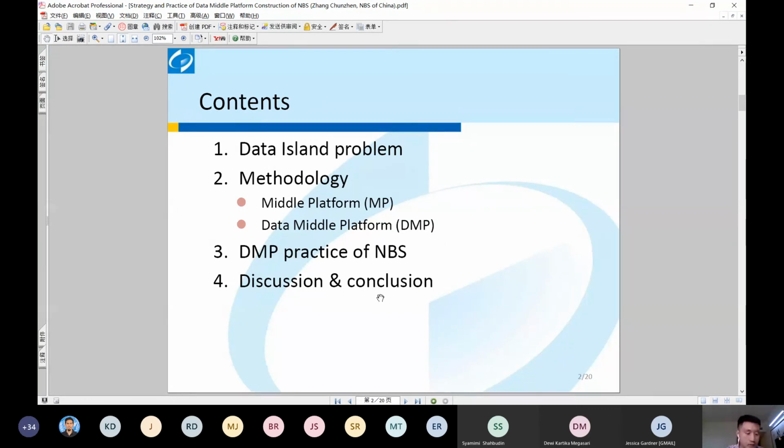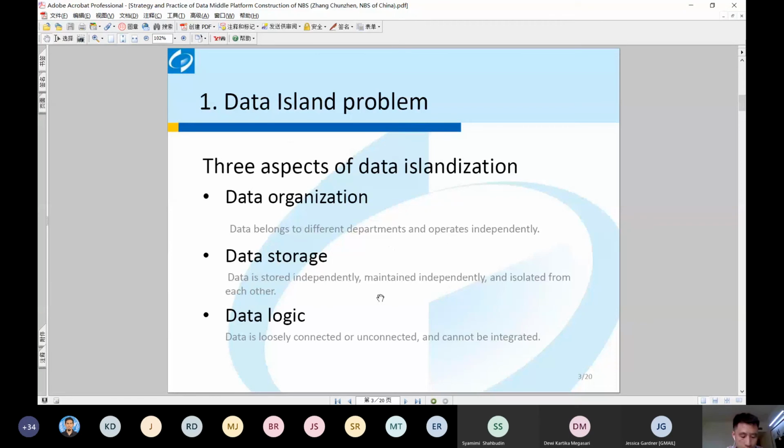Okay, let's move on. As the name suggests, data islands means that data is isolated and scattered like islands. Data isolation is manifested in 3 aspects or 3 levels. They are: the first, in organization aspect, data belongs to different departments and operates independently. And in storage aspect, data is stored independently, maintained independently, and isolated from each other. While in logic aspect, data is loosely connected or even unconnected and cannot be integrated.